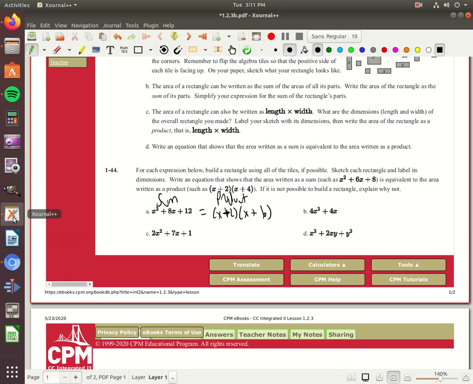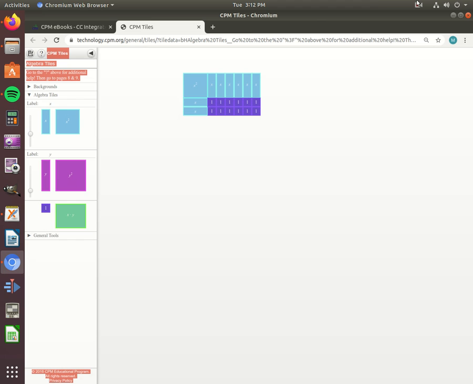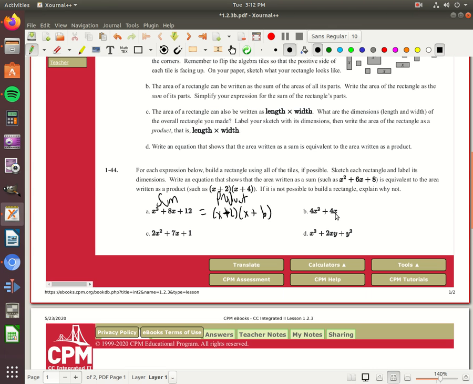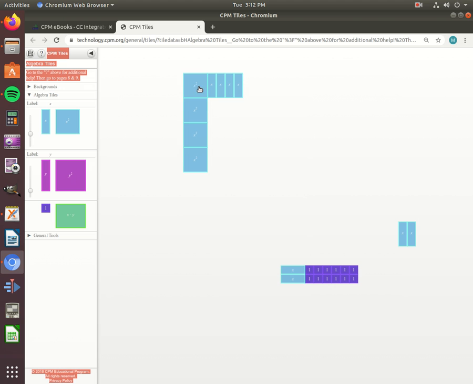So I'll go over here and set that up, 4x squared plus 4x. If you look over here, you'll see I have my 4x squared plus my 4x. Well, I think this one's going to be pretty easy to do. I hope we all see what I can do there.